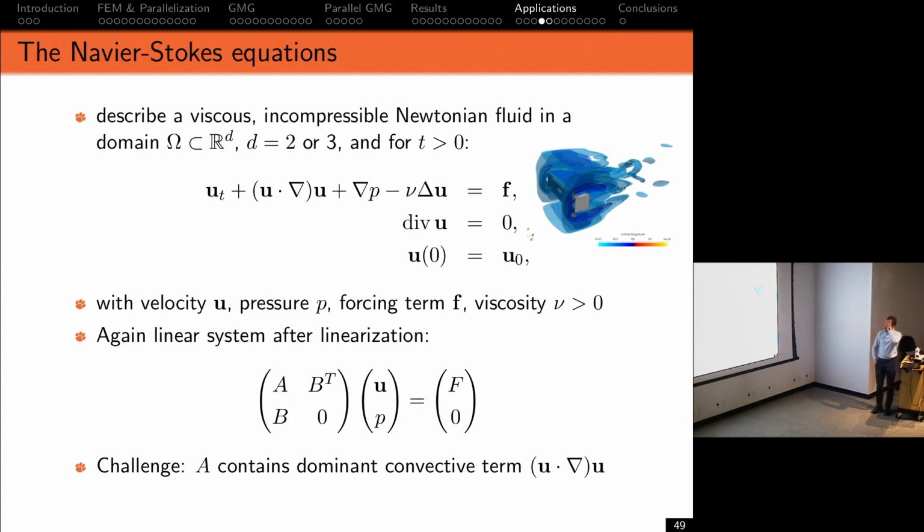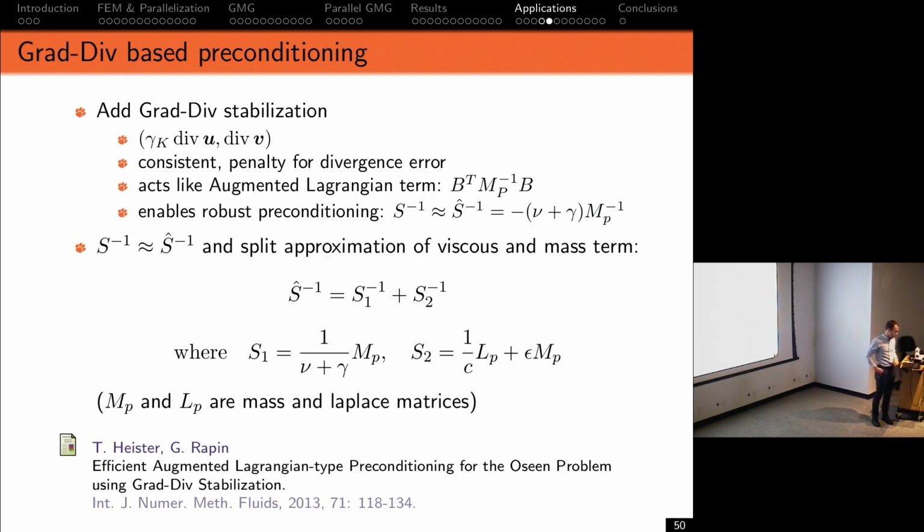That's what I worked on during my PhD a lot. You again have a similar linear system, but you have a convective term in here. So your velocity block is not Laplace-like. And then things get more difficult. Not only the A block is harder to solve, but also the Schur complement is more complicated.